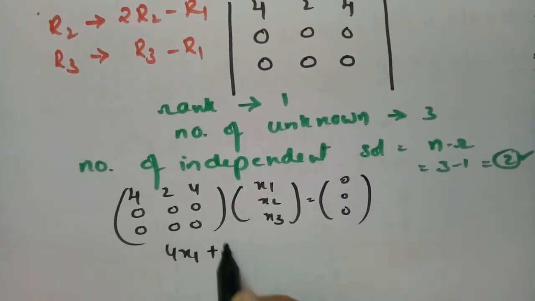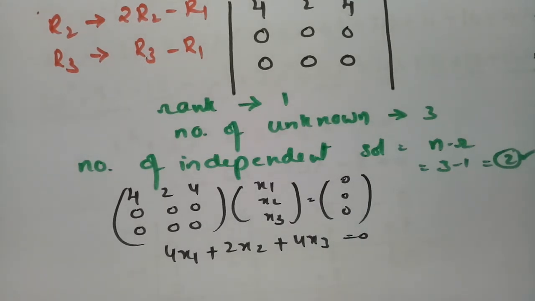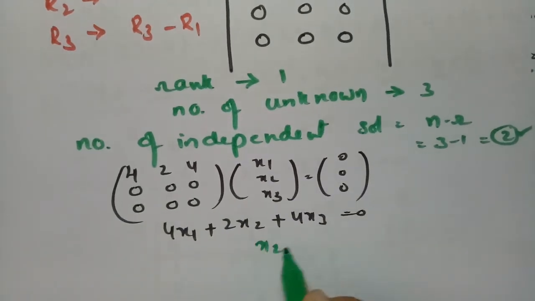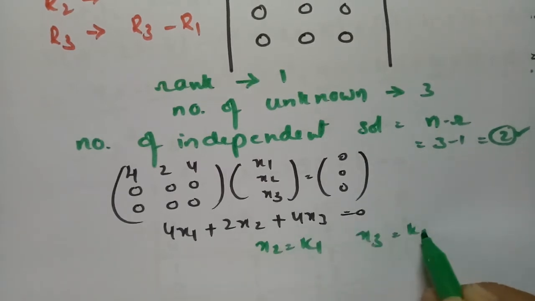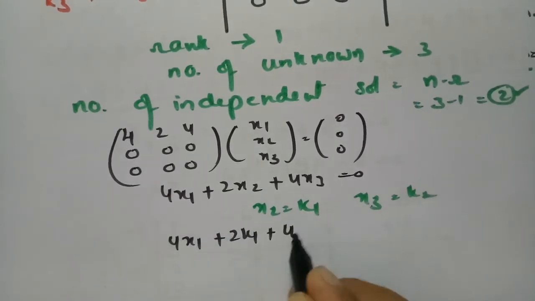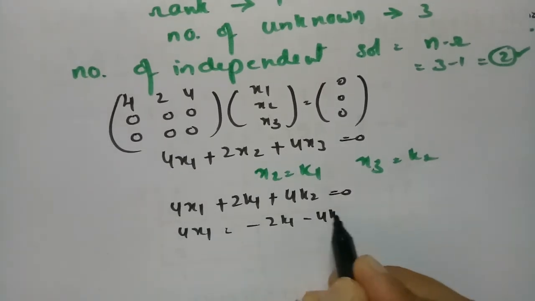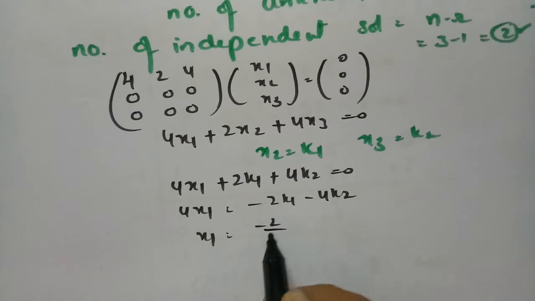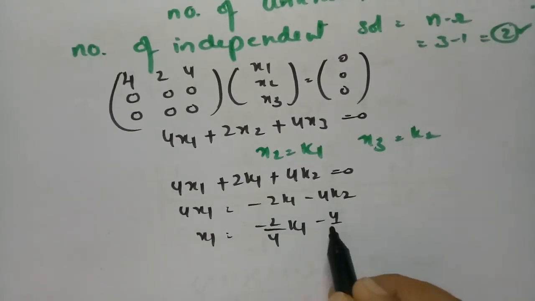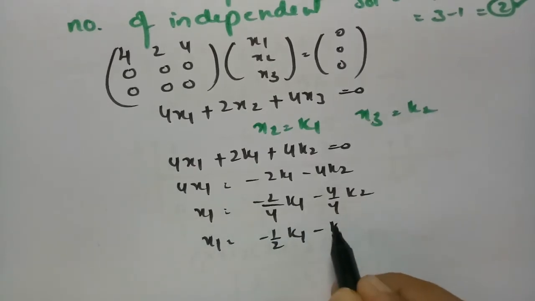So this will be 4x1 + 2x2 + 4x3 = 0. Now I have to choose two solutions on my own. See how I'll take: x2 = k1 and x3 = k2 of my choice. So 4x1 + 2k1 + 4k2 = 0, so 4x1 = -2k1 - 4k2, and x1 = -(2/4)k1 - (4/4)k2. So x1 = -k1/2 - k2.